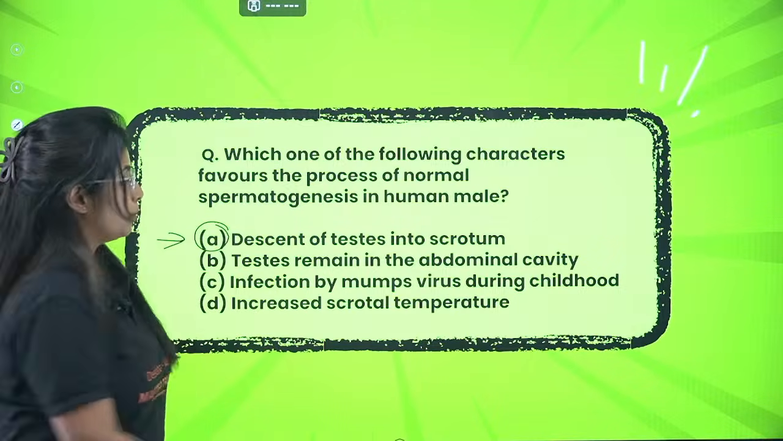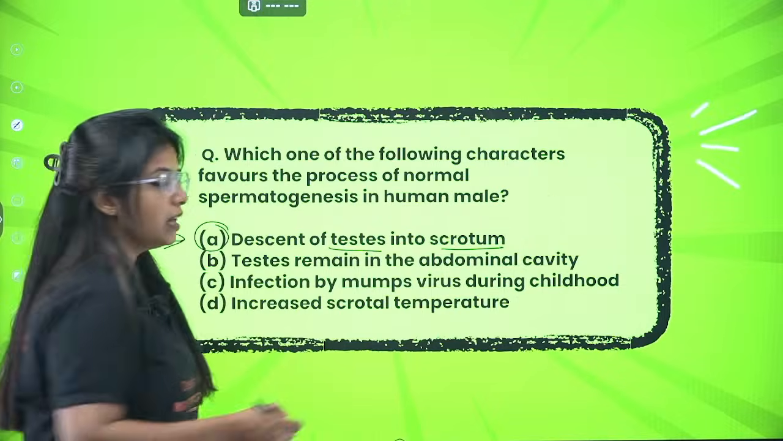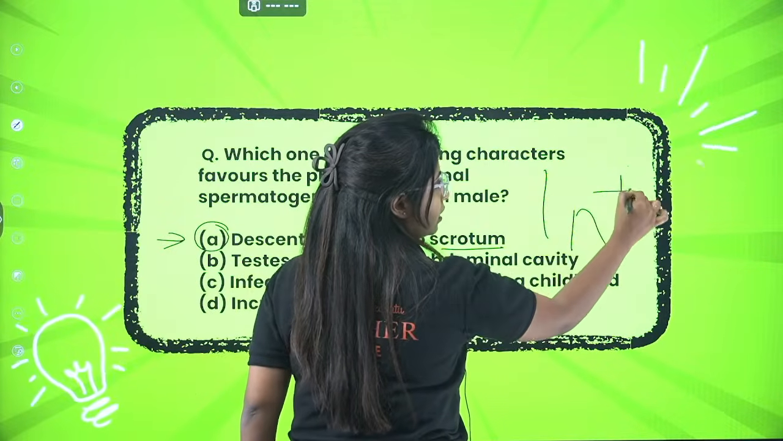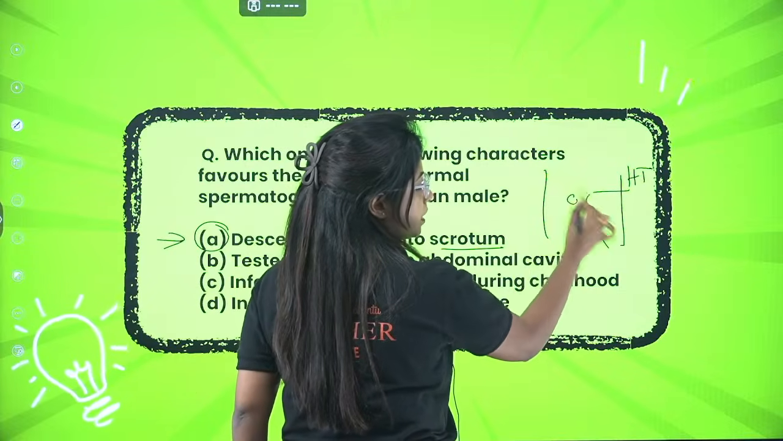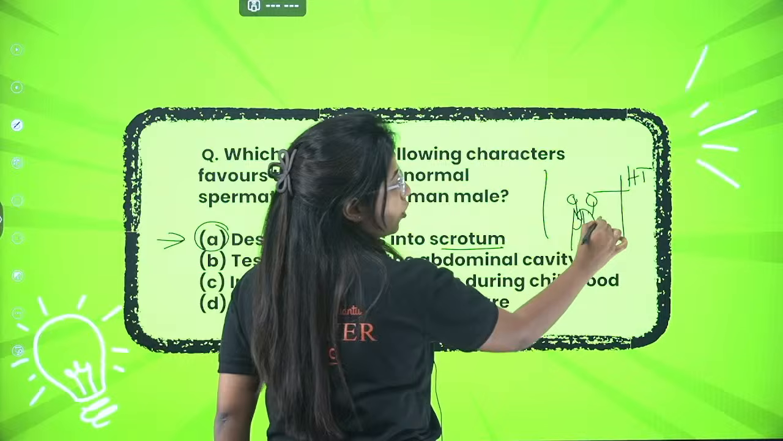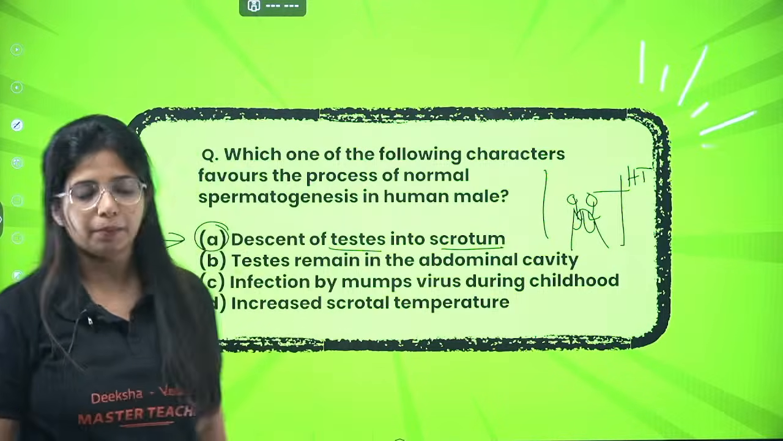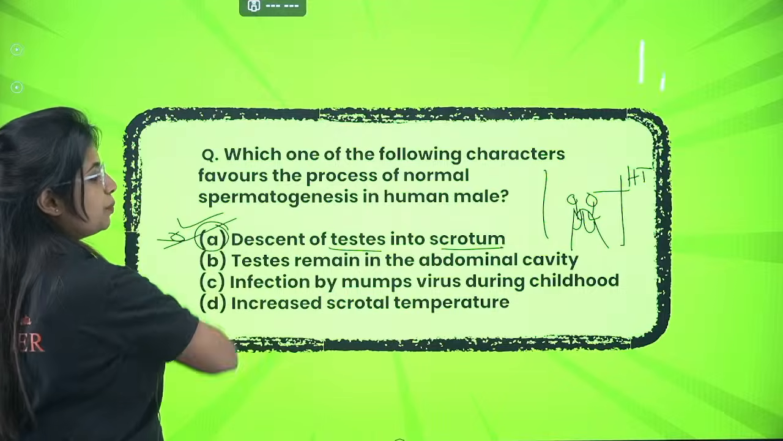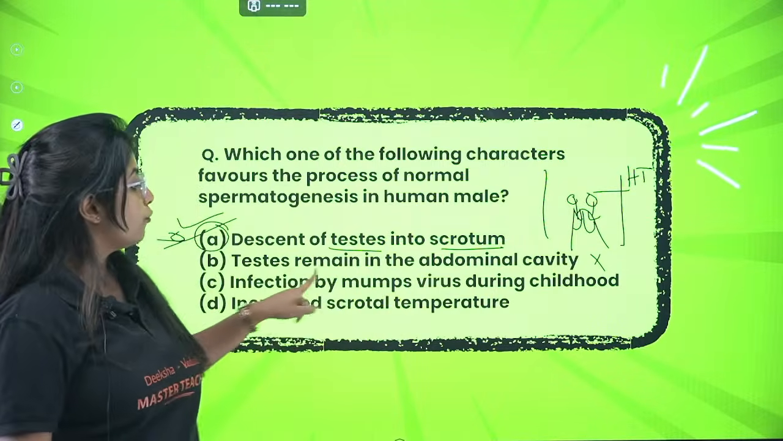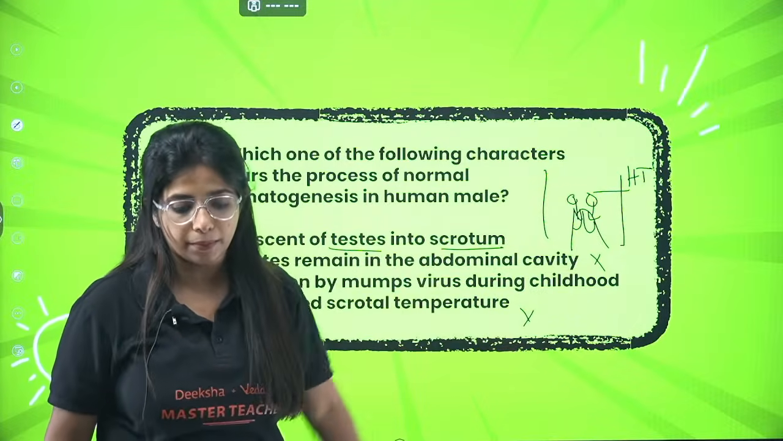Why A? Because if the testis moves into the scrotum, then only things are going to work. If it remains in the body, it is high temperature, which is why the testis has to move into the scrotum. The scrotum will provide 2 to 2.5 degrees Celsius lower than the normal body temperature. If it remains, my dear children, high temperature is going to be there. If you increase the scrotal temperature, that also will not work. It is there in the scrotum to decrease the temperature. Right?